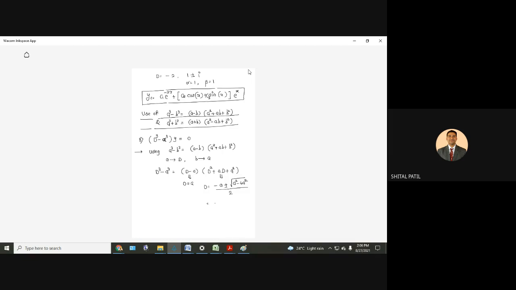Is everyone able to understand? Correct, 2A. It is a little difficult to write. A, minus A by 2 plus i A root 3 by 2. So alpha equal to minus A by 2, beta equal to root 3 by 2 A.